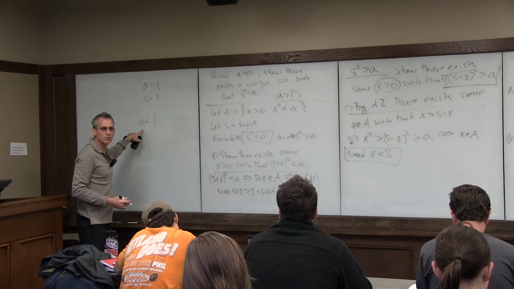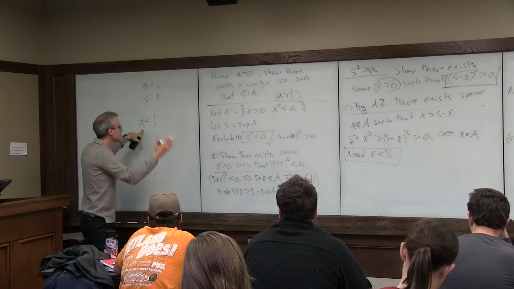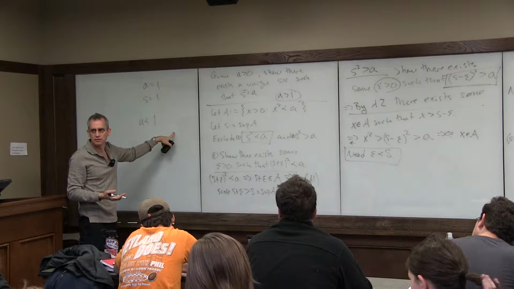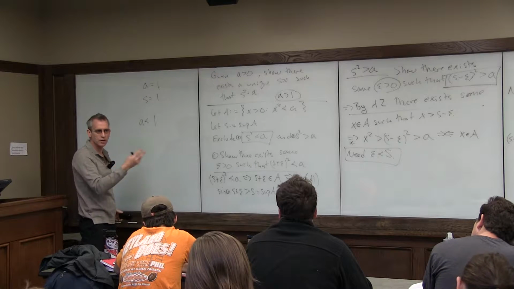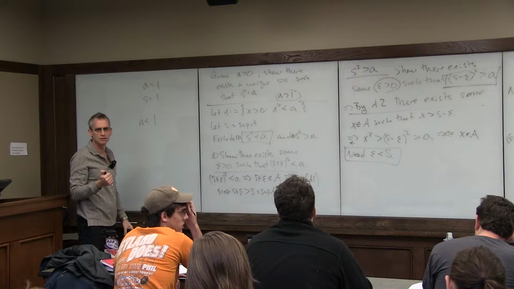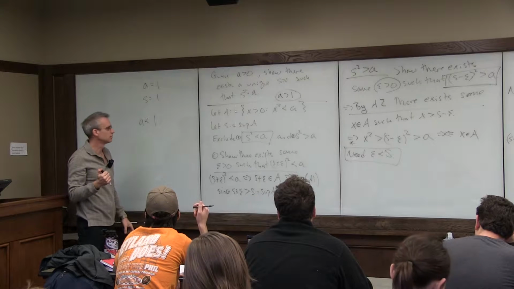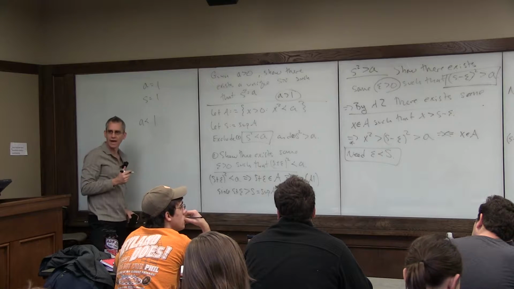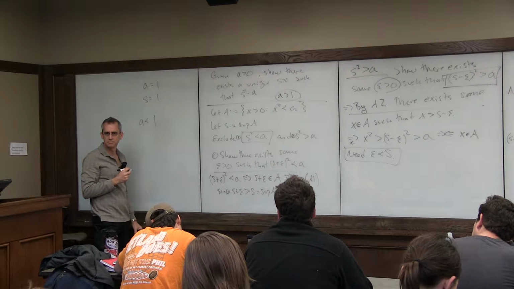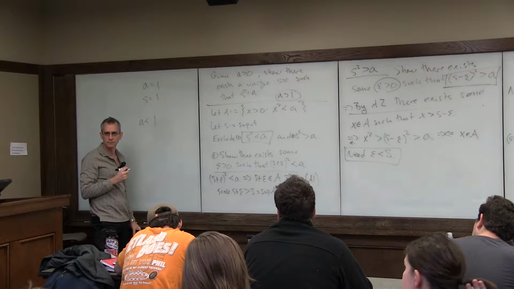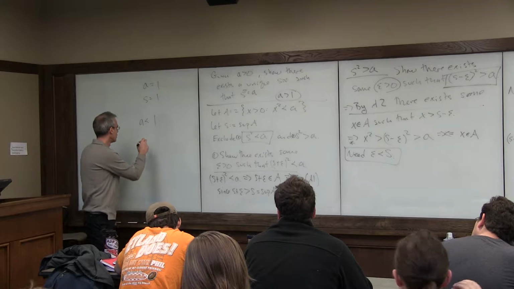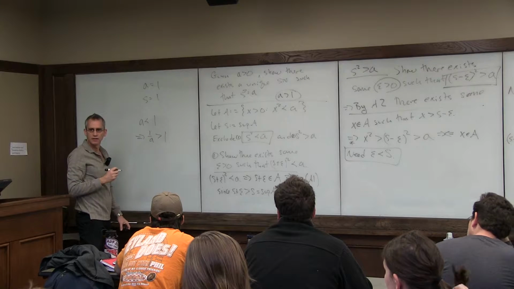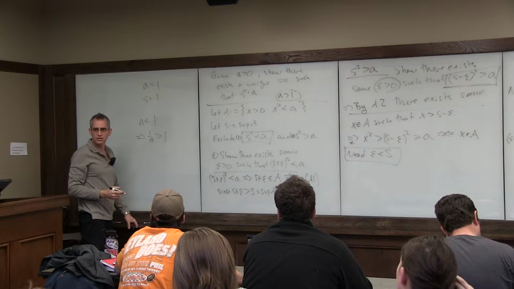Can anybody suggest? We proved something about when a is bigger than 1. We now have a less than 1. How could I use what I just did for this case? A squared is less than a or something. I'm just saying. Well, how can I get something that's bigger than 1 out of that? If a is greater than 0, then 1 over a is greater than 1. Well, a is greater than 0. So, yes, 1 over a is bigger than 1. Now I can apply the case I just did.